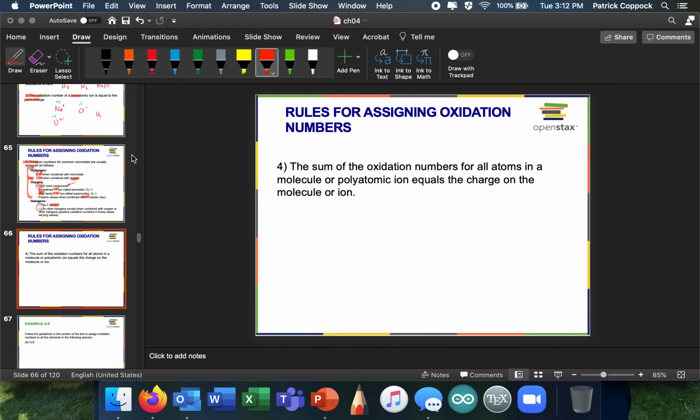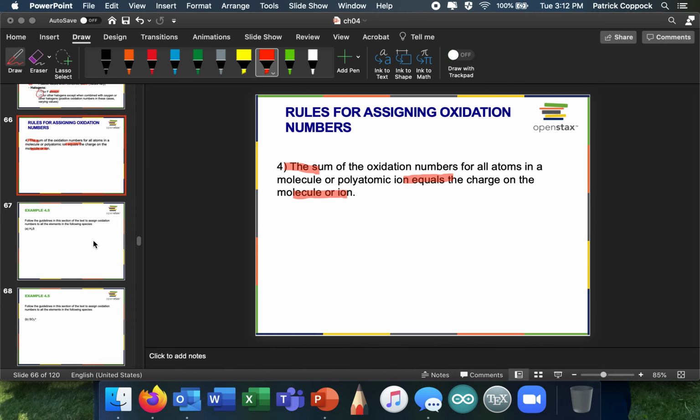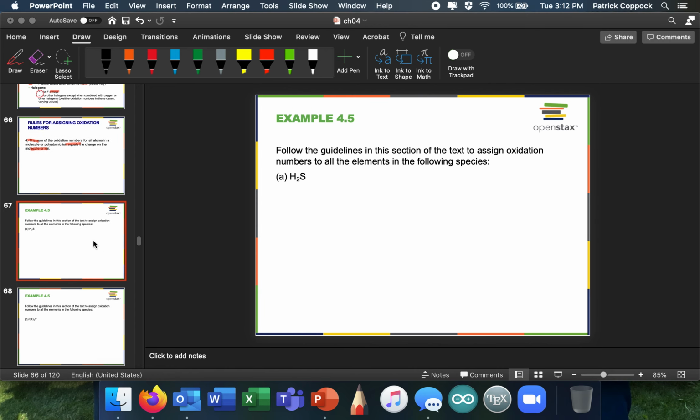Rule number 4 then is that the sum of the oxidation numbers is equal to the charge of the molecular ion. So if something's neutral, the sum of the oxidation numbers is going to be 0. If it has a charge, it's whatever that charge is. So let's do a couple examples.